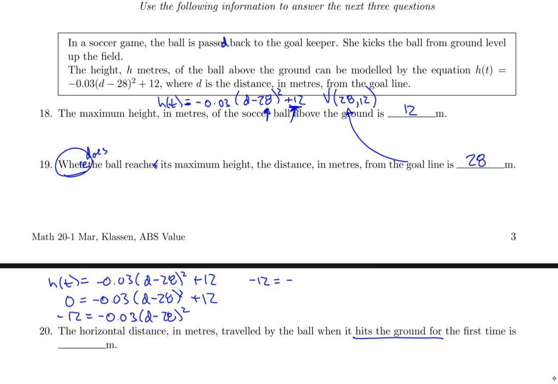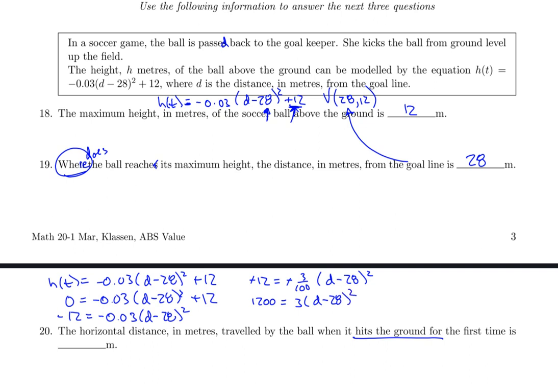To help myself out, I'm going to rewrite that negative 0.03 as 3 over 100. If you look at the number 0.03, that is 3/100ths. That literally means 3 divided by 100. Now, there's a negative on both sides, so I'm going to cancel those out. It's going to become positive. And then I can see that there's 100 in the denominator. I'm going to multiply both sides by 100 here. That's going to get me 1200 is equal to 3 (d minus 28) squared.